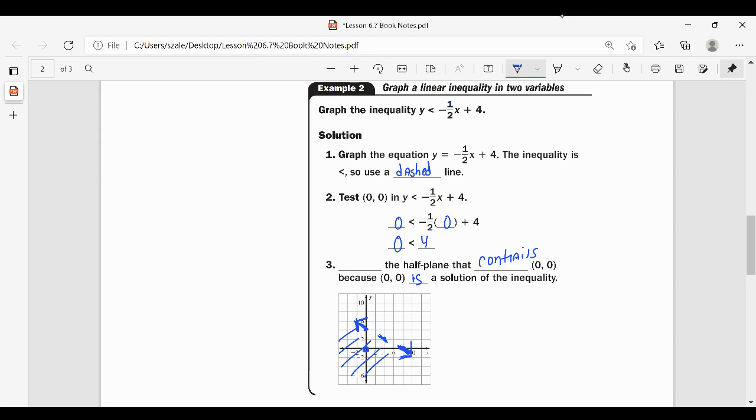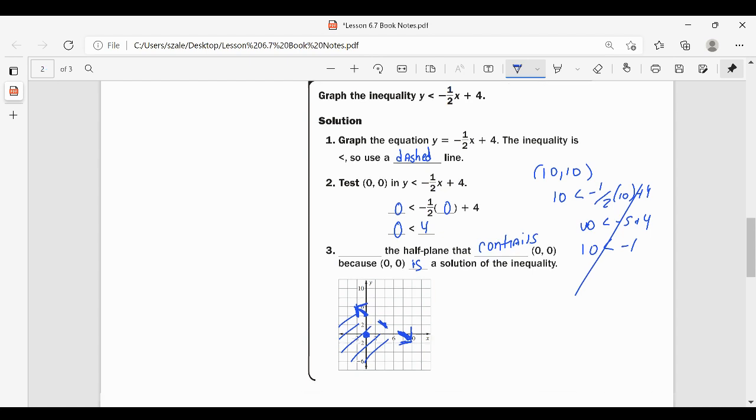Picking a coordinate, let's say you wanted to ask, does 10, 10 work? If I put in 10, 10, let's just make sure it's not a solution. Is 10 less than negative 1/2 times 10 plus 4? Well, that would be 10 is less than negative 5 plus 4. 10 is not less than negative 1. So that's a nice way to see that that will not be a solution here.